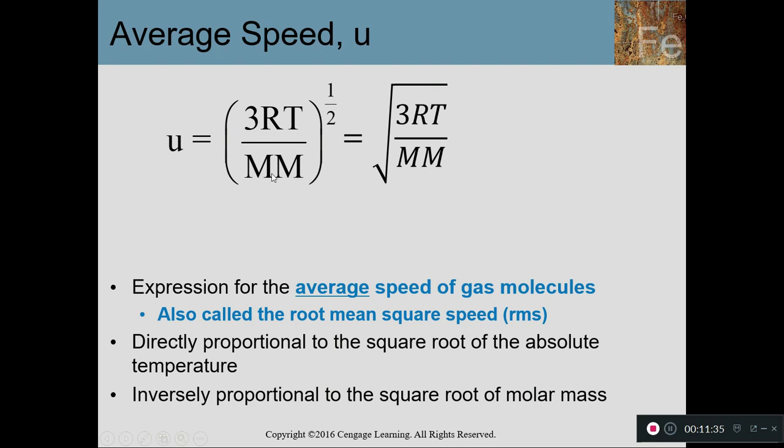Vice versa, on the molar mass, since it's in the denominator, if you increase the molar mass, the speed is going to go down. Think from a mathematical standpoint, 1/2 is greater than 1/4. So as you increase the denominator, the number is going to get smaller. But again, it's going to change by a factor of the square root of the molar mass.